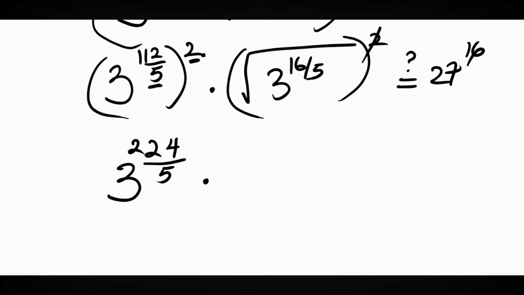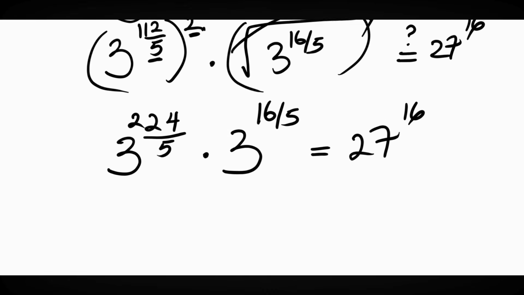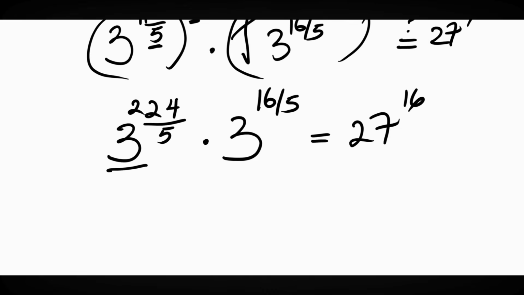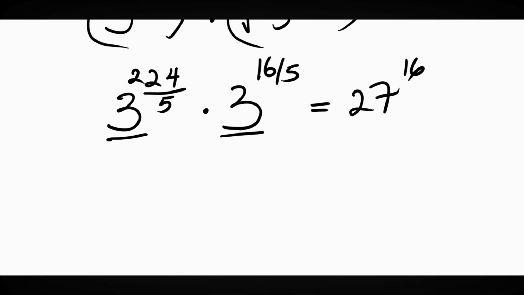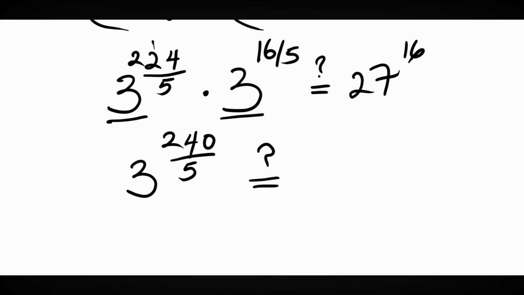Times, this 2 cancels the square root, and we have 16 over 5, equals 27 raised to power 16. Right. Again, same base, and then we just add the exponents. So now we have 3 raised to power 240 divided by 5.